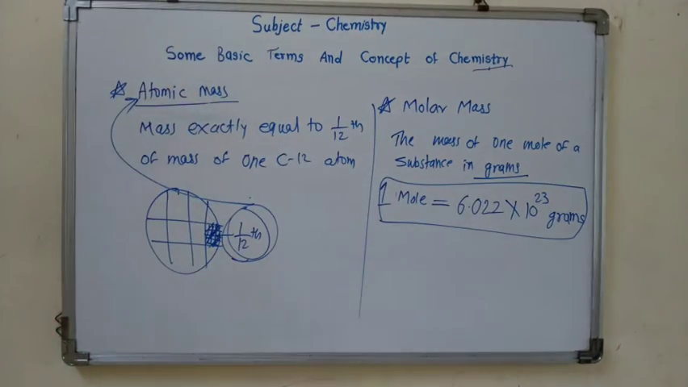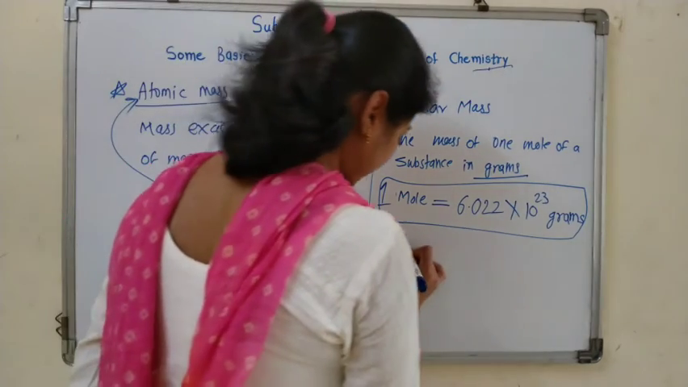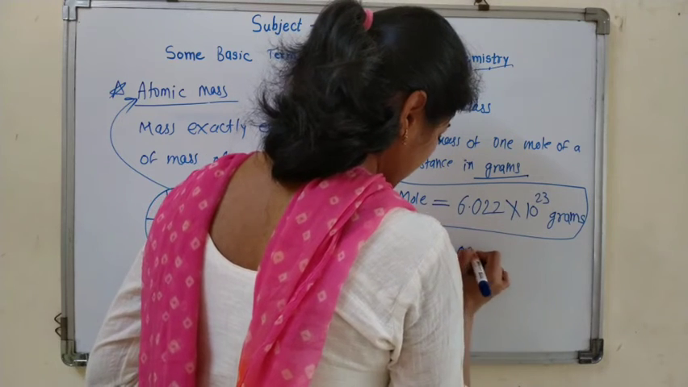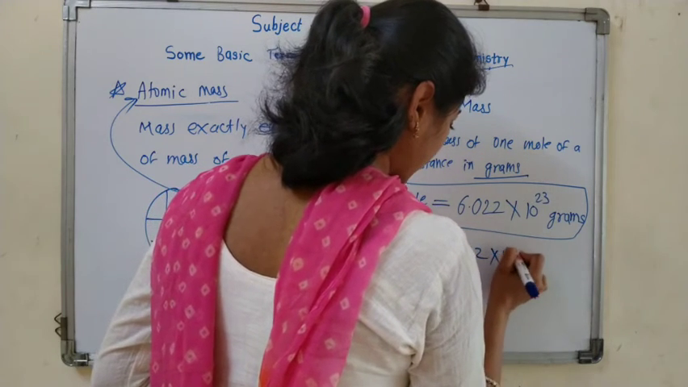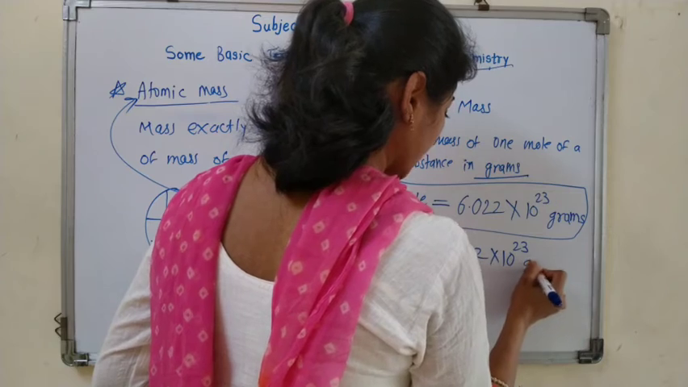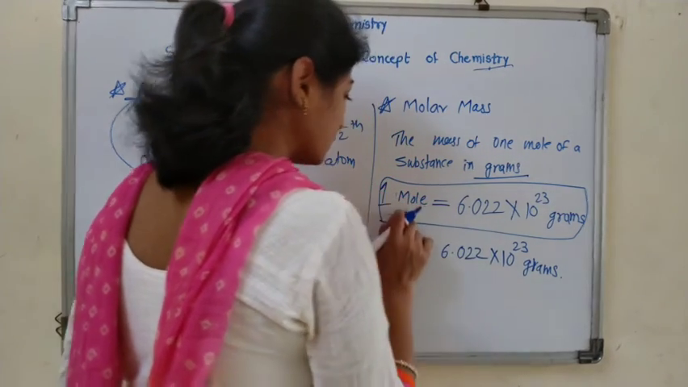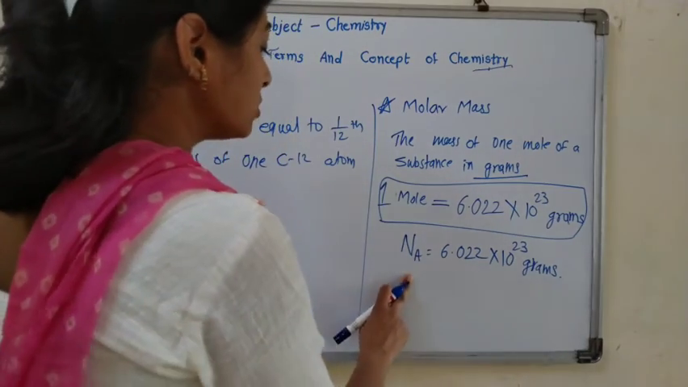Okay. Now, what is meant by 1 mole of a substance? 1 mole of a substance contains 6.022 into 10 to the power 23 particles. Now, Na, that is Avogadro's number, is nothing but 6.022 into 10 to the power 23. Okay. So, we can write here 1 mole is nothing but Avogadro's number.